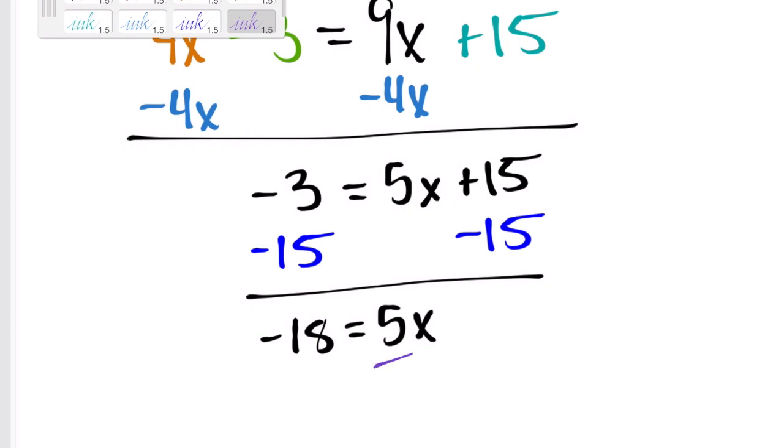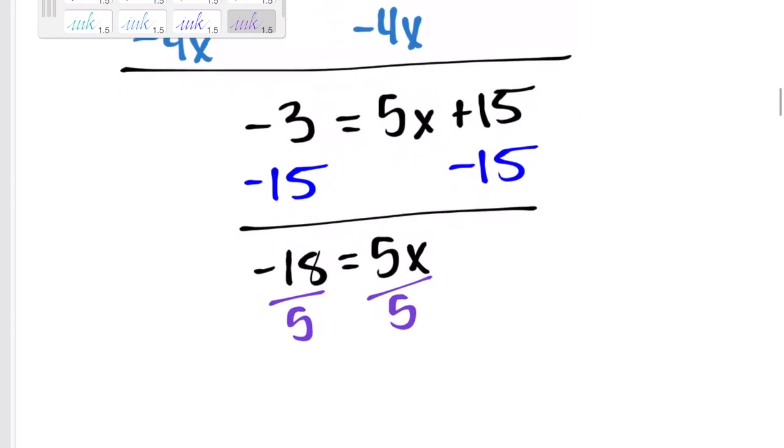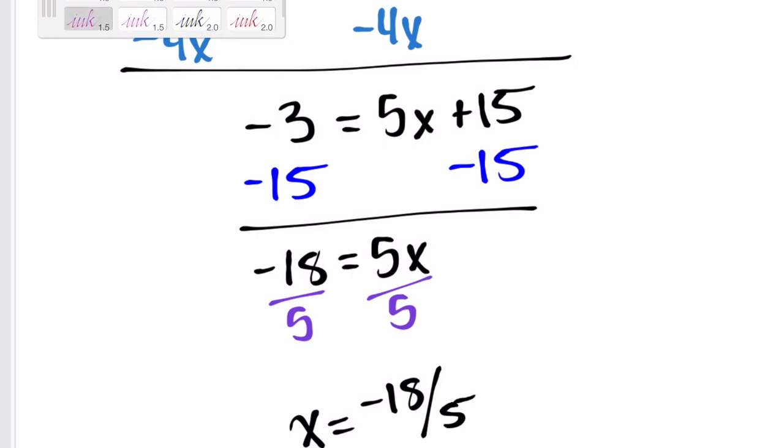And my last step here isn't the most satisfying because as I divide both sides by 5, 18 and 5 don't divide evenly, so I'm just going to leave my answer as negative 18/5. And then I'm finished. Ta-da!